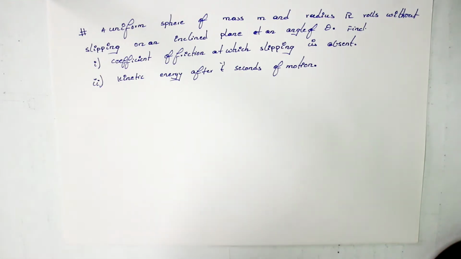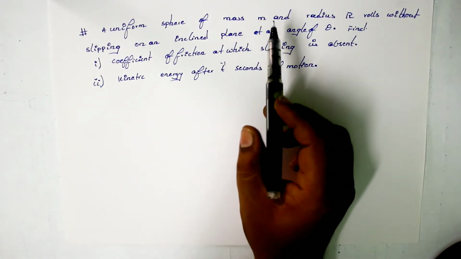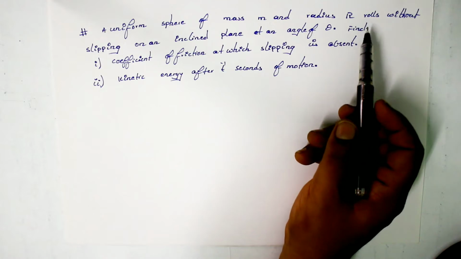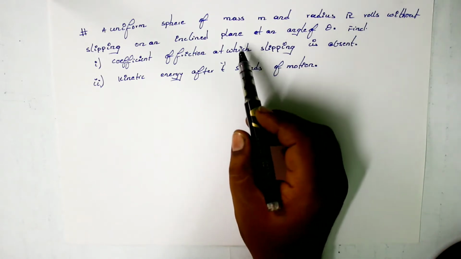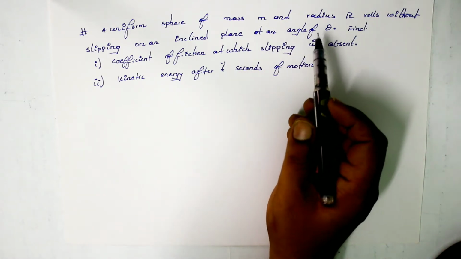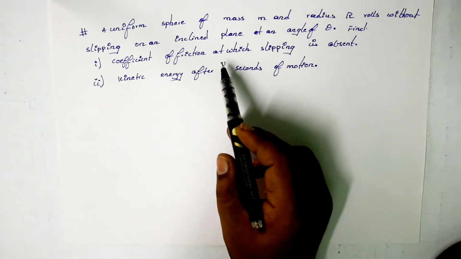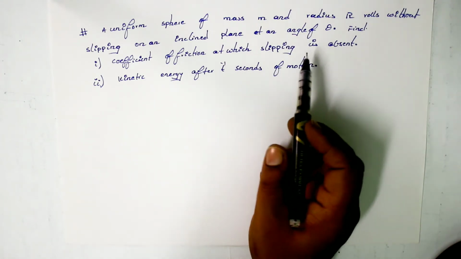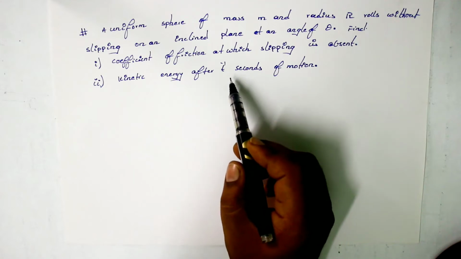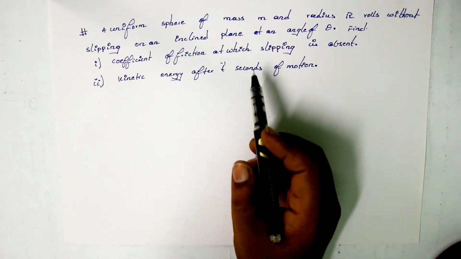Now let us see this question. A uniform sphere of mass m and radius r rolls without slipping on an inclined plane at an angle of theta. Find the coefficient of friction at which slipping is absent, and the kinetic energy after t seconds of motion.